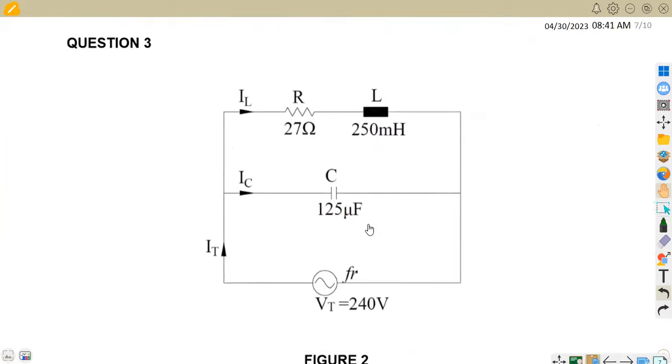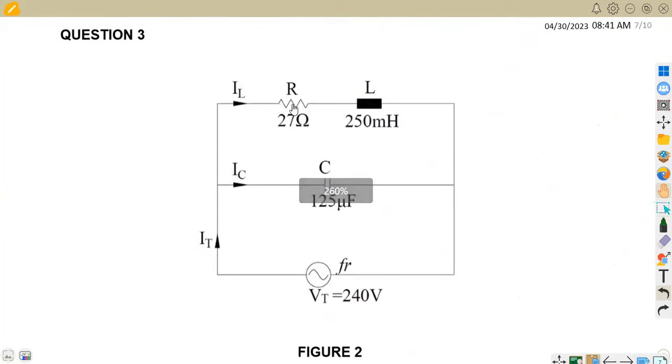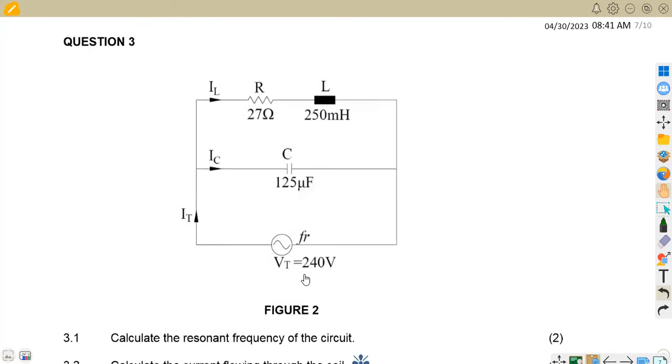Let's check the other part, question 3, which is on AC theory, where we are given a parallel circuit with a resistance and inductance on top, and also a capacitance, which is an RLC parallel circuit. We are also given FR, which is the most important part to take note of. This FR means that the circuit is at resonance. That is the resonant frequency that we have. So whatever we deal with under this question is under parallel resonance.